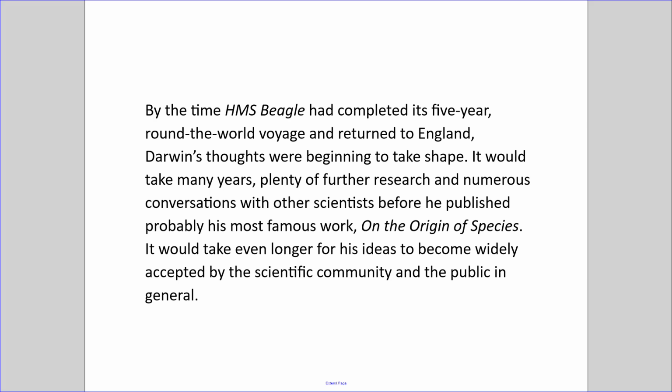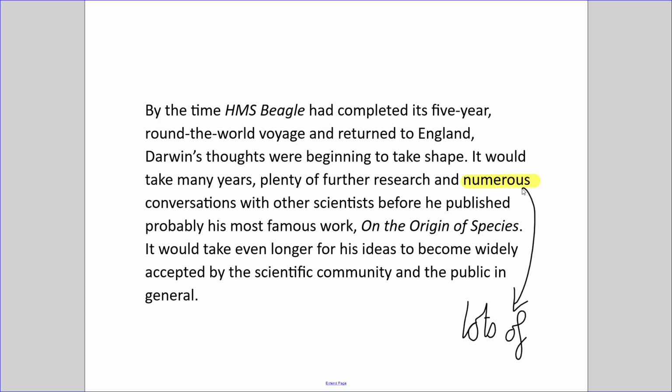By the time HMS Beagle had completed its 5-year round-the-world voyage and returned to England, Darwin's thoughts were beginning to take shape. It would take many years, plenty of further research, and numerous conversations with other scientists before he published probably his most famous work on the origin of species. So, numerous, what word is numerous a bit like? It's quite like the word number. So if he's speaking to a number of scientists, he's speaking to lots of other scientists.